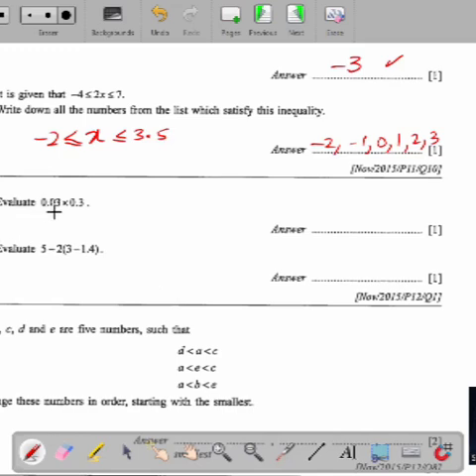After that, he is saying evaluate this. 3 times 3 is 9. After the decimal, how many digits? 1, 2, and 3. So it is 0.009 over there.